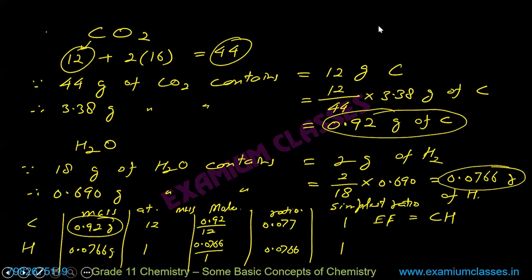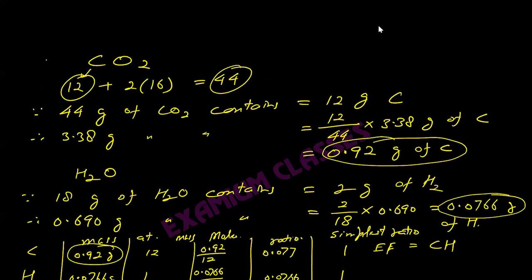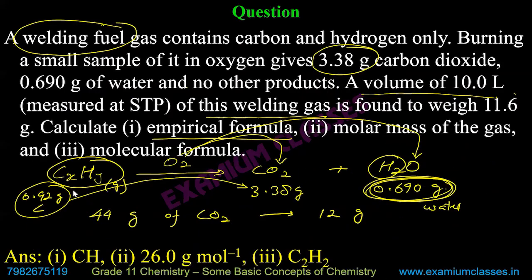Is that clear? Now, empirical formula, you know. Now, the key part is to calculate the molar mass, which is very important to understand. The question says a volume of 10 liter weighs 11.6 at STP. And you know, by definition of mole, that 22.4 liter will be equal to molar mass. Is that clear or not? 22.4 liter will be equal to molar mass because 22.4 liter is 1 mole at STP.